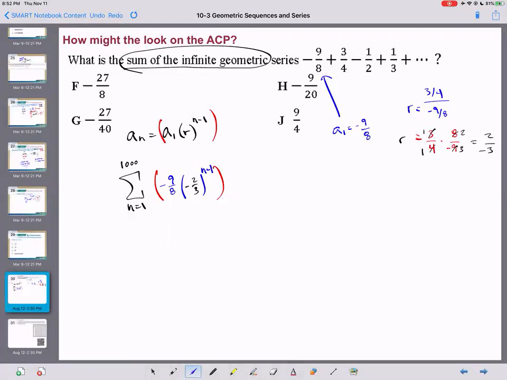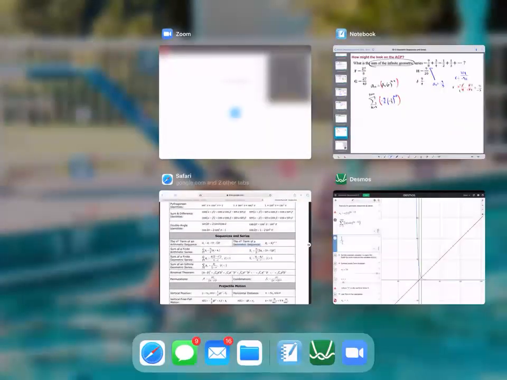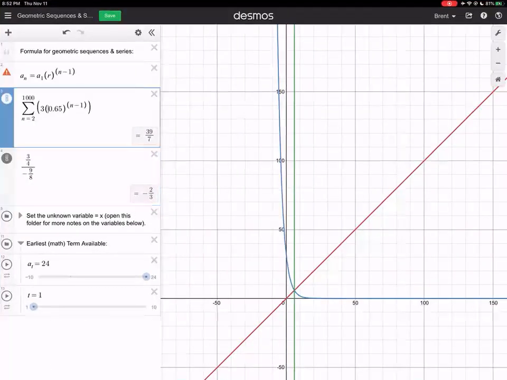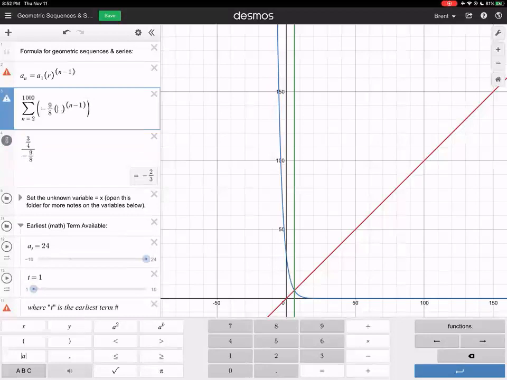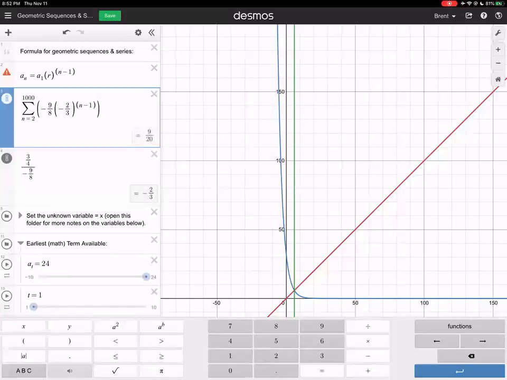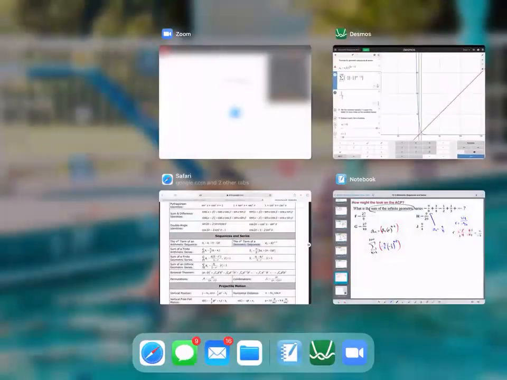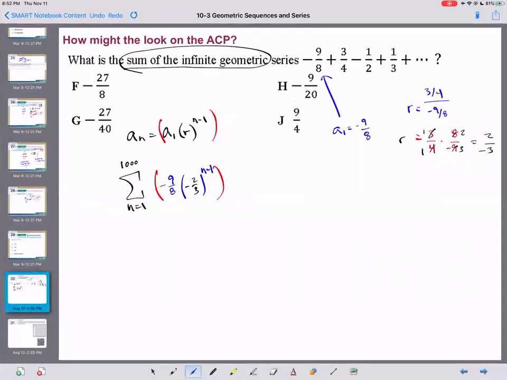Let's go type this in the calculator, see what we come up with. So I want this to be negative 9 divided by 8. We have negative 2/3 here. And it looks like it's 19 over 20. 0.45. Is 19 over 20 an option? It is. There it is.